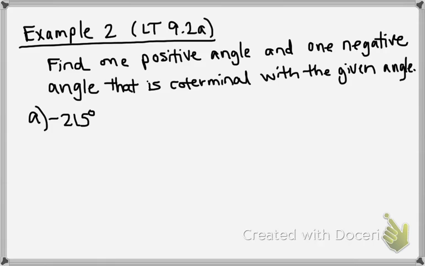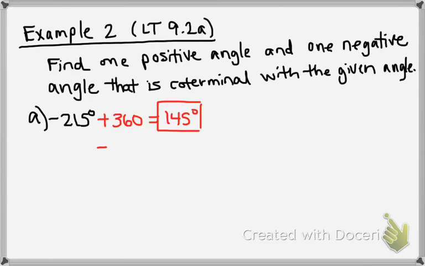So now let's look at an example where we find the coterminal angles. The directions read: find one positive angle and one negative angle that is coterminal with the given angle. And my given angle in this case is negative 215 degrees. So I want one positive and one negative. Remember, to find coterminal angles, we're either adding or subtracting 360 degrees. So I know that if I add 360 degrees to this, that is going to be over the 215, so it will give me a positive answer. So I'm going to add 360 to this, and I get 145 degrees. That is a possible positive answer for this coterminal.